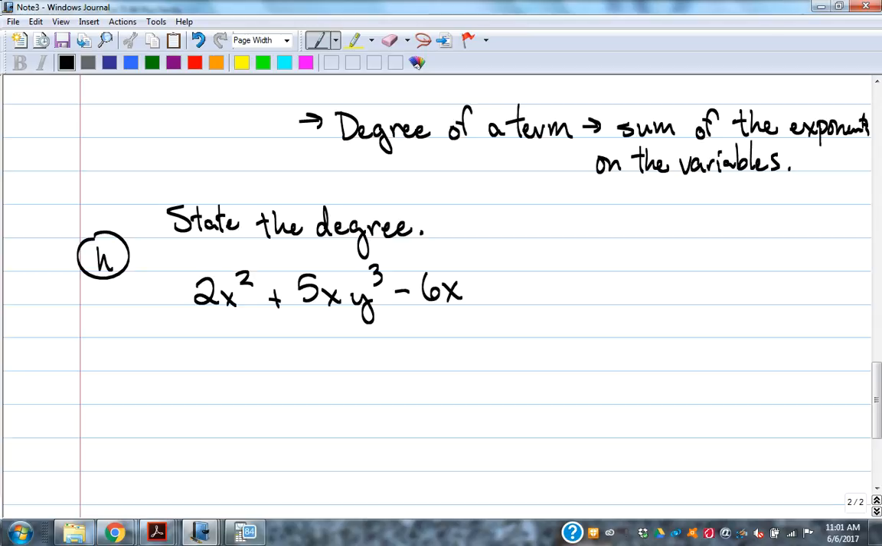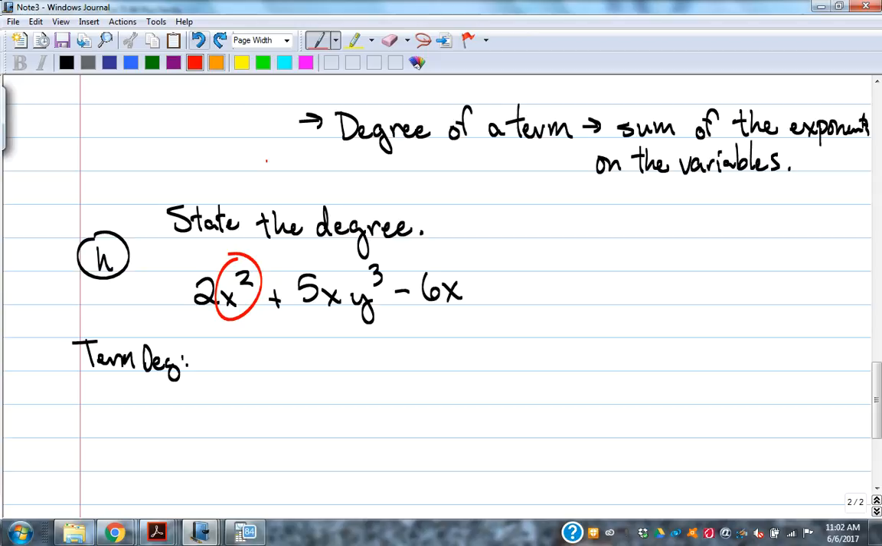There are 3 pieces that are separated by addition and subtraction, so it's got 3 terms. What we want to do is find the degree of each term. I'm going to write underneath here: term degree. What's the degree of the first term? The degree of a term is the sum of the exponents on the variables. There's only one variable for this term. What's the exponent on it? 2. So the degree of that first term is 2.